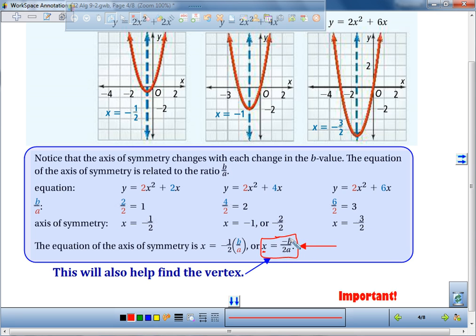It just so happens that this equation also gives you the axis of symmetry, the line of symmetry. So when I say x equals negative 3 over 2, that's where your axis of symmetry line would go.